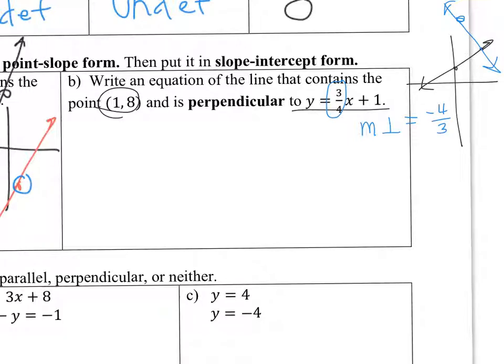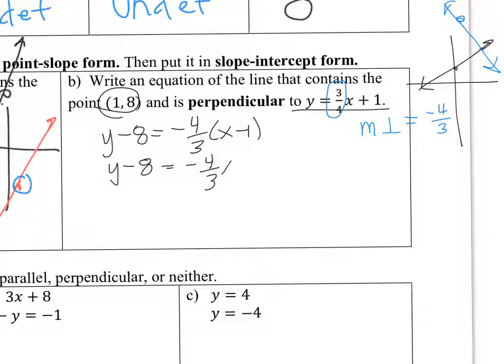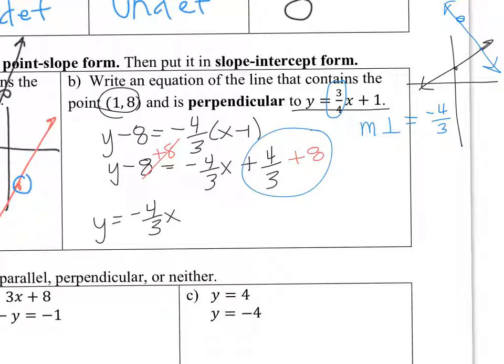So I'm going to write this in point-slope form. y minus 8 equals negative 4/3 times x minus 1. So it's y minus 8 equals negative 4/3 x plus 4/3. Then I'm going to add 8 to each side in order to solve for y. So it's y equals negative 4/3 x. And then I'm going to add 4/3 plus 8. So 8 plus 4/3, this is 24/3 if I get a common denominator, so it's going to be plus 28/3.